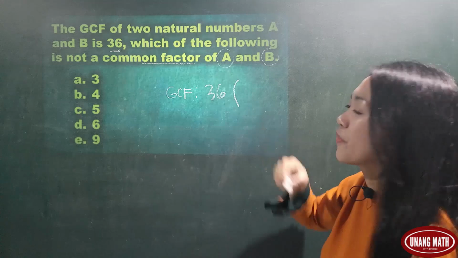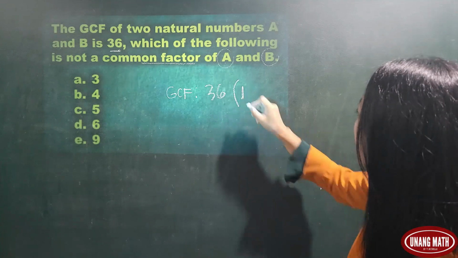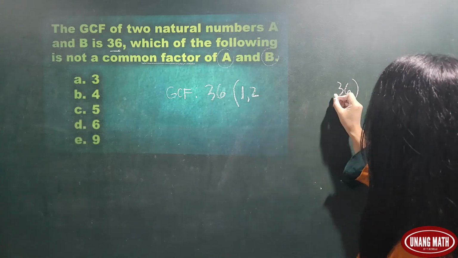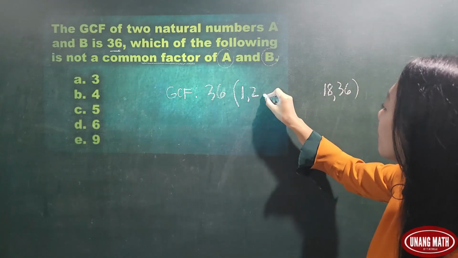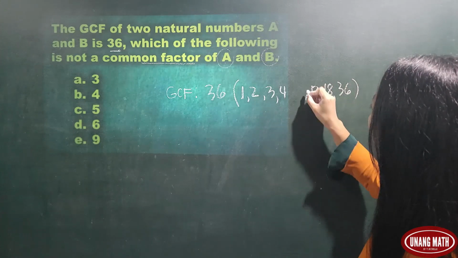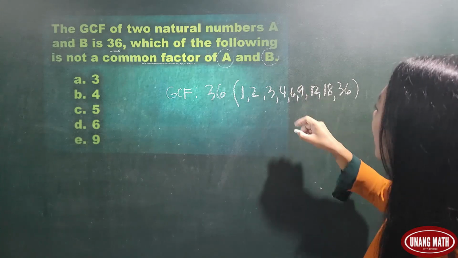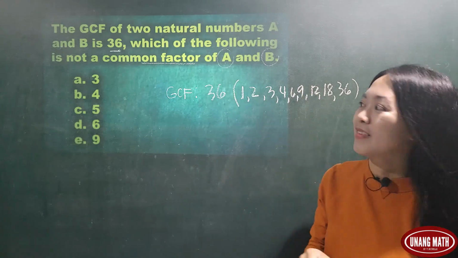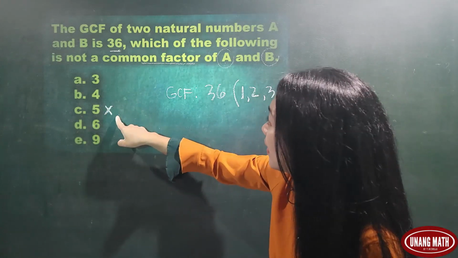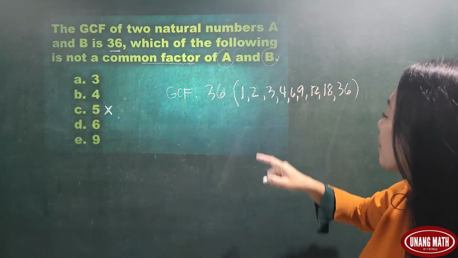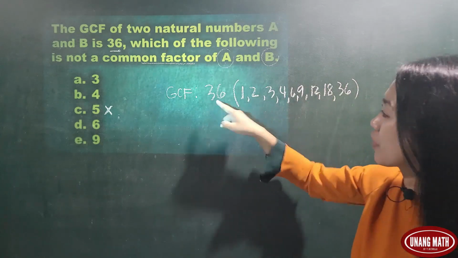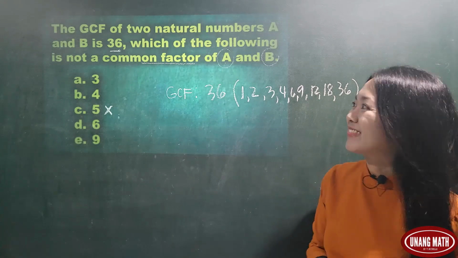Okay, let's get all the factors of 36. We have 1 and 36. What else? 2 and 18. 3 and 12. Okay, 4 and 9. 6 is also a factor of 36. So in these choices, 5 is not a common factor of A and B because we cannot find 5 in these listed factors of 36.